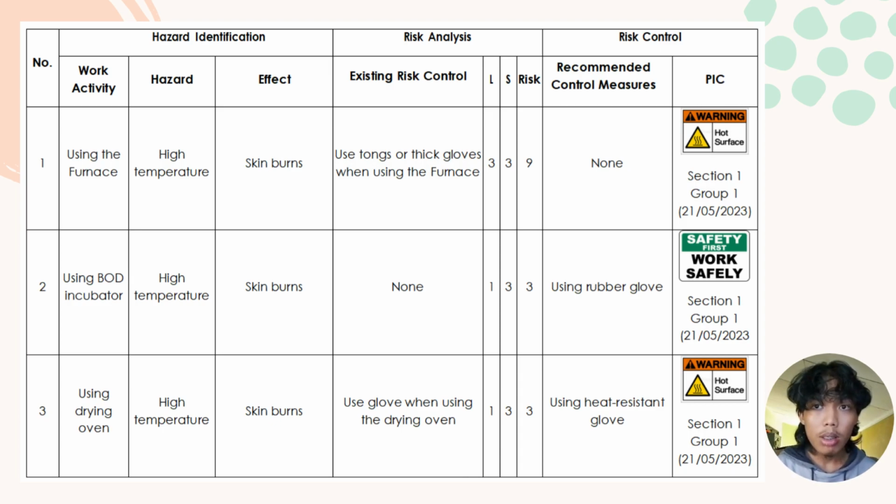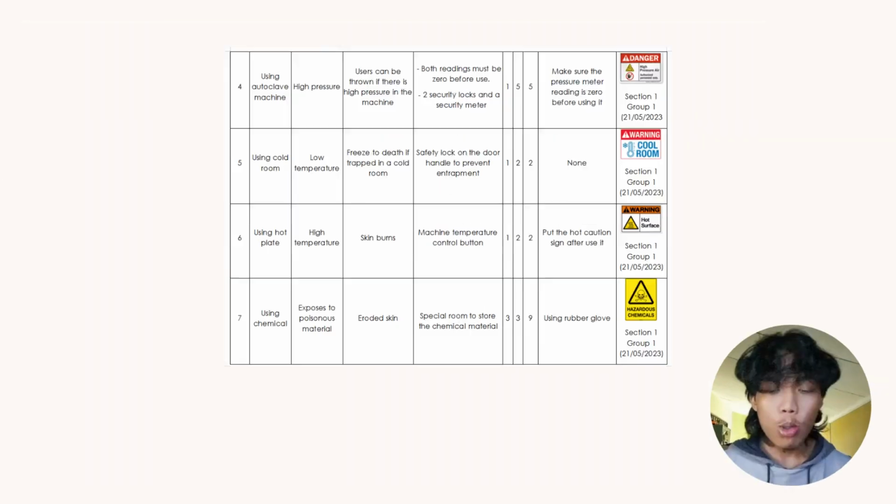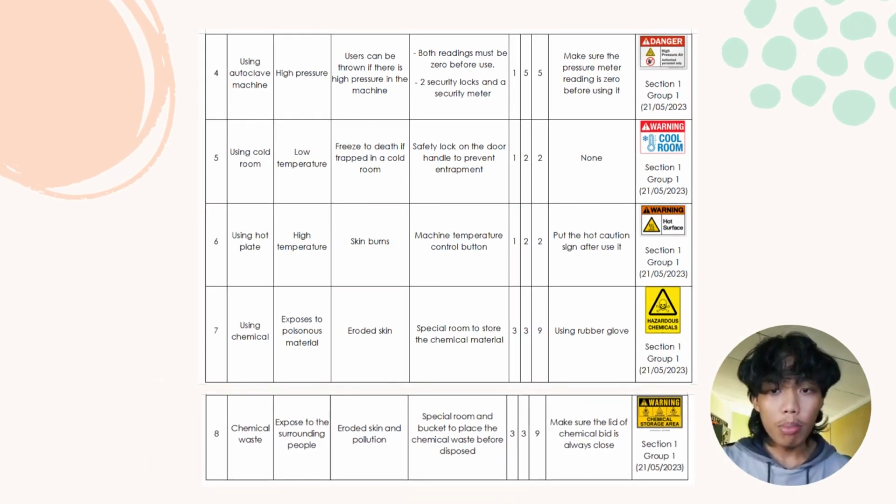Recommended control measures: using heat resistant gloves for better protection. So the fourth one is using the autoclave machine. The autoclave machine hazard is high pressure, which is very dangerous. The effect is that you can be thrown, because there is high pressure in the machine. So if you are not careful and not aware of the machine that you're using, you can be thrown, because the machine is using high temperature inside of it.